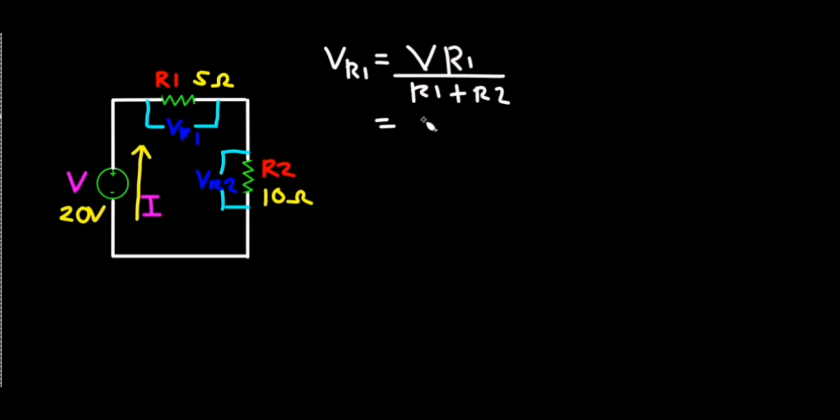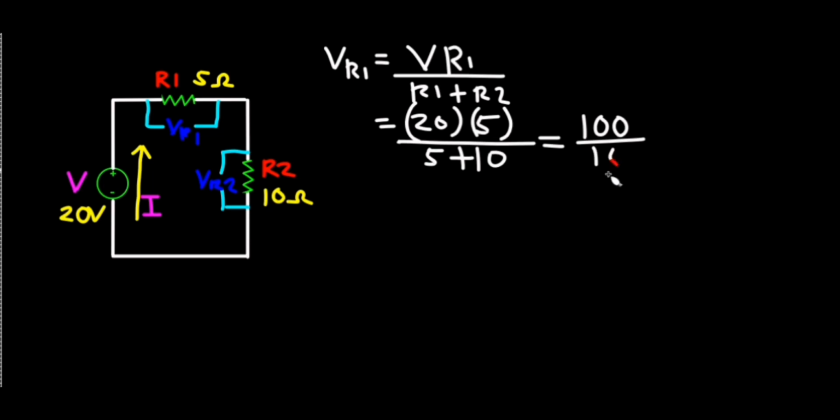VR1 is equal to 20 times 5, all over 5 plus 10. 20 times 5 will be 100. 5 plus 10 will be 15. It will be 100 over 15. This will result in 6.67 volts.